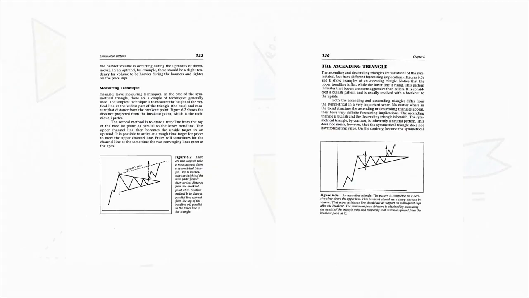Okay, now let's look at the 2 main flavors of triangles. Over on the left, you've got the symmetrical triangle. See how both the top and bottom lines are sloped and coming together? Now look at the one on the right. That's an ascending triangle, and it's got that really distinct flat top and a rising bottom. They both show the market consolidating, but they tell slightly different stories about who's winning the fight.